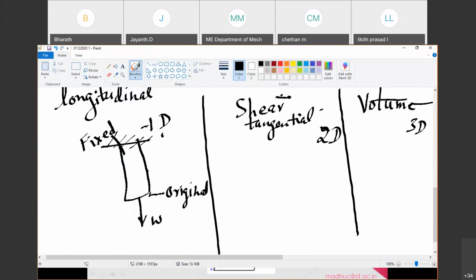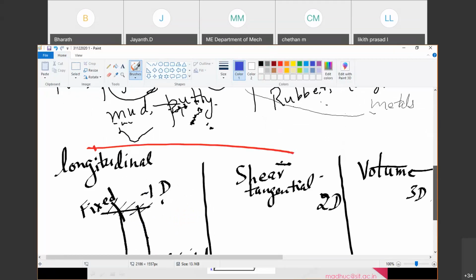Once you apply the load, what will happen to it? It will try to extend a little bit, so it may come here. So this is after load. After load, it will try to come here. That is how you have a change in the length.